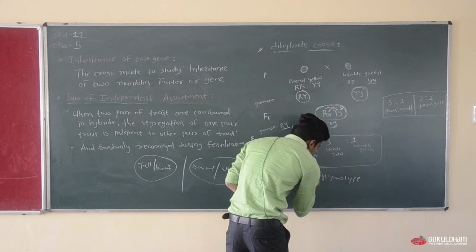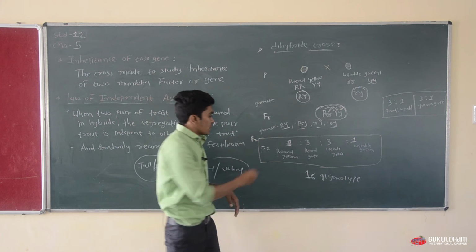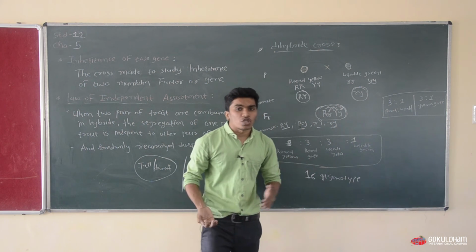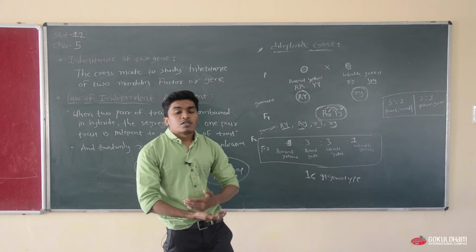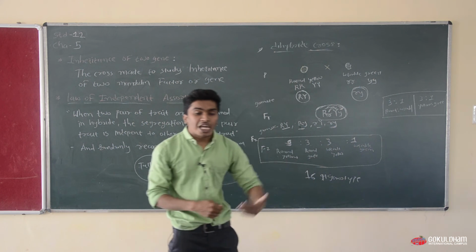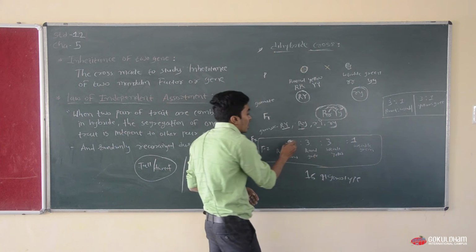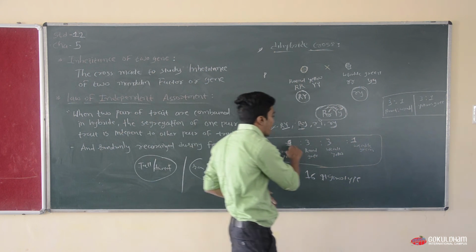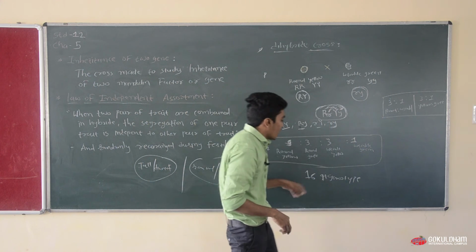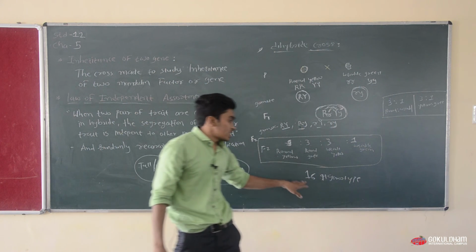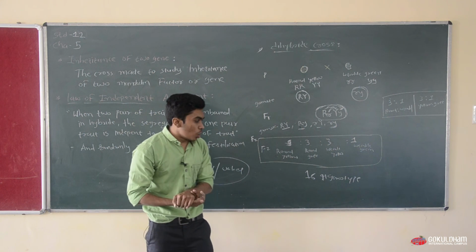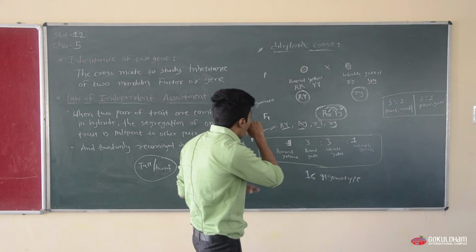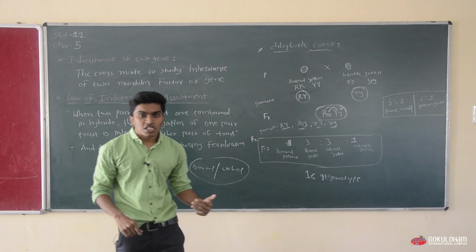My dear students, don't be confused by these numbers. These are the ratio 9:3:3:1. This is not the actual number of plants Mendel got in the F2 generation; this is the ratio. The number of plants can vary, but they are present in the 9:3:3:1 ratio. And there are 16 genotypes in the F2 generation. So this is all about the dihybrid cross.